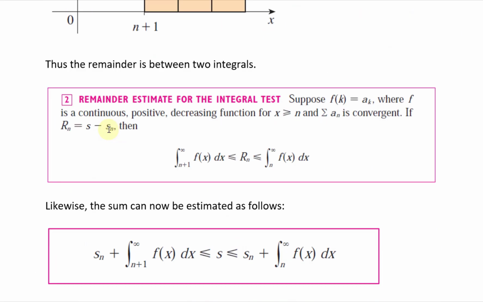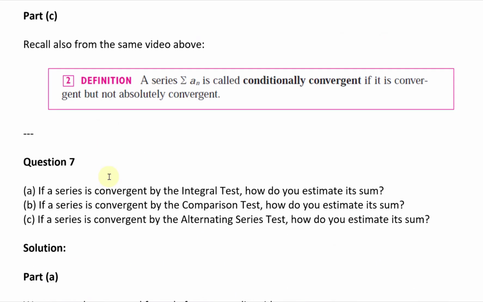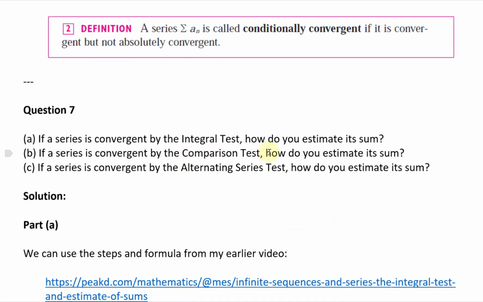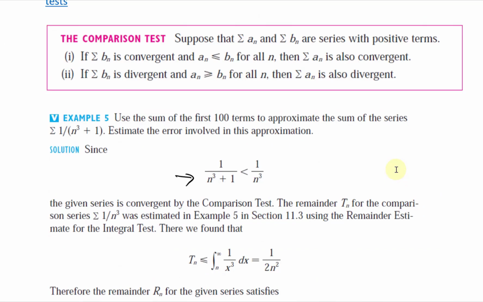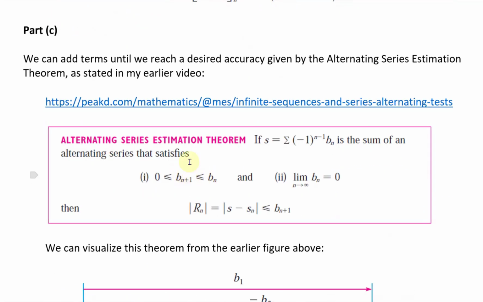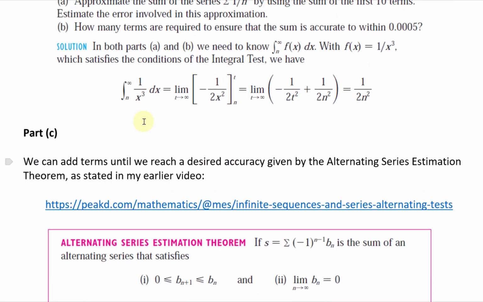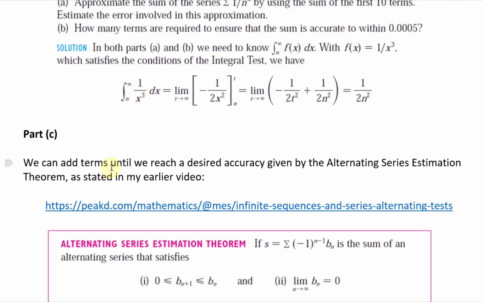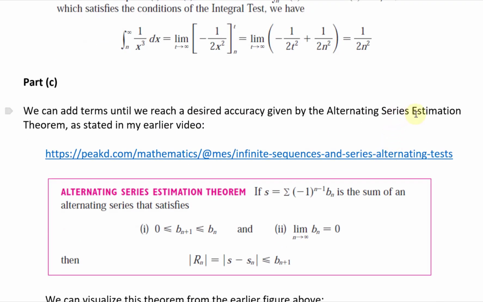Now part C asks: if a series is convergent by the alternating series test, how do you estimate its sum? This one is more straightforward than the other ones, because we don't need to take an integral or compare it. We can just add terms until we reach a desired accuracy given by the alternating series estimation theorem, as stated in my earlier video.